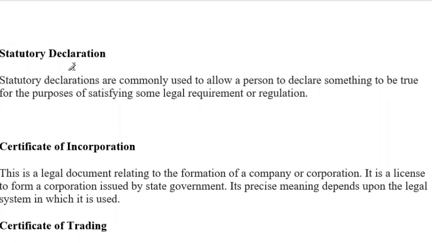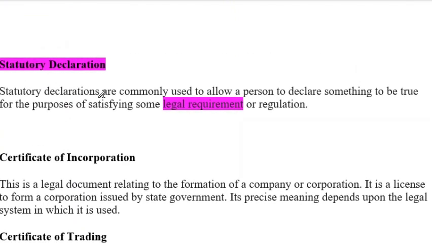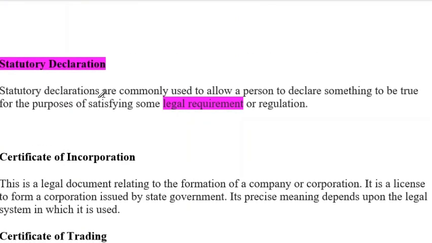So let's look at the statutory declaration. Statutory declarations are commonly used to allow a person to declare something to be true for the purpose of satisfying one legal requirement or regulation, meaning that the statutory declaration is the rights of an individual in a form so that they could actually have legal tenders in that business.